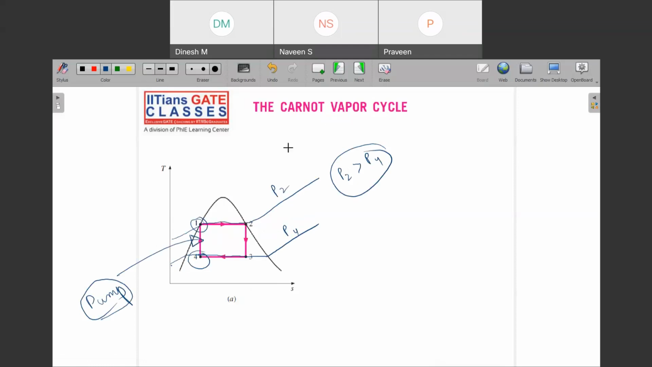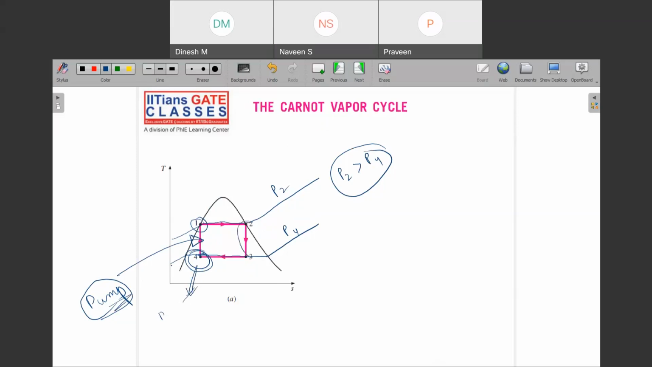But why are we not working with the Carnot cycle? The reason is that it is difficult for us to find those pumps which can handle the fluids of what? Mixtures of what? Liquid and vapor. So that is why we are avoiding.